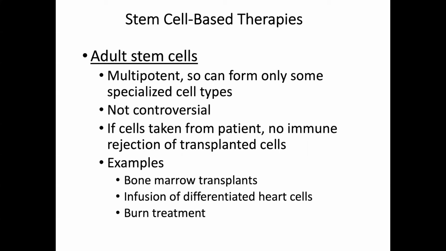So another source of stem cells we talk about is adult stem cells. Adult stem cells are multipotent, so they can only differentiate into certain specialized cell types, right? So if the adult stem cells are taken from the patient, there will be no immune rejection of transplanted cells and no ethical concerns, right? So examples of applications are bone marrow transplantations, infusion of differentiated heart cells, and burn treatment.